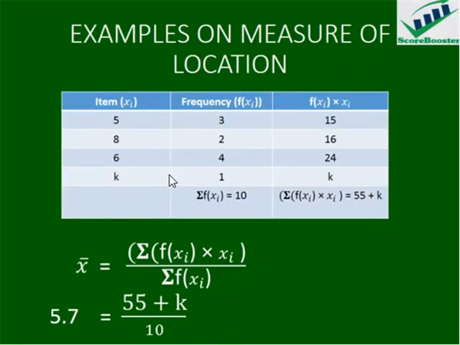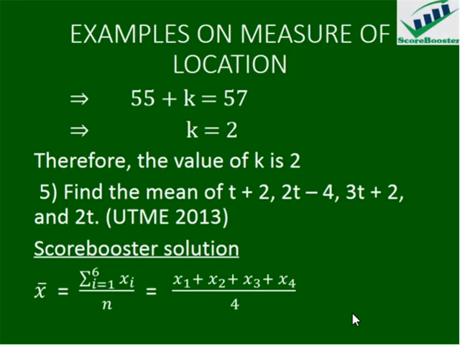So if we plug in the value of k to be 2 here, 2 multiplied by 1 will give 2. If we add this together, we have 55 plus 2, 57. 57 divided by 10 will now give 5.7, which is the value for the mean. That is how to check if your answer is correct. So the value of k is 2, and that solves the question.